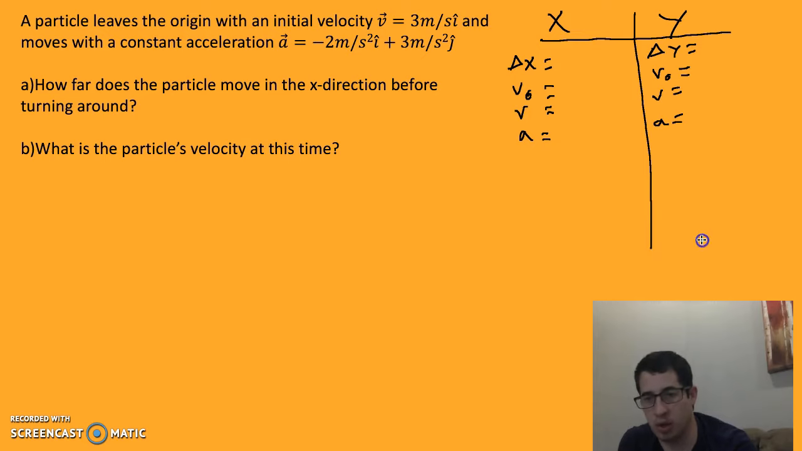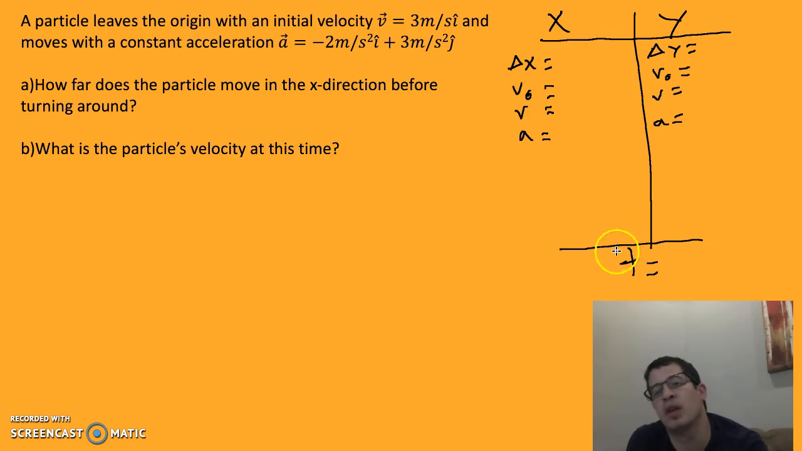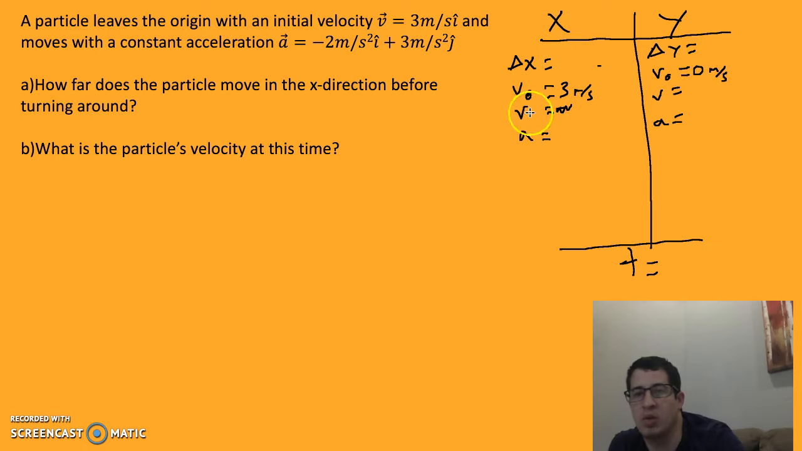Okay, but there's one thing that does cross over, and that one thing is time. Because time is a scalar, it doesn't have direction. And so the thing that connects these two sets is time itself. Okay? And so in this problem we have a starting velocity of 3 meters per second for x. For y, we have a starting velocity of 0 meters per second.